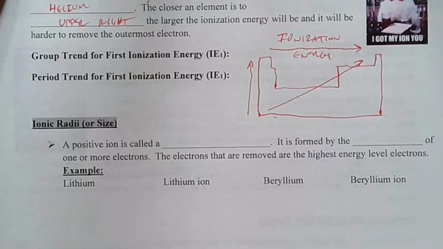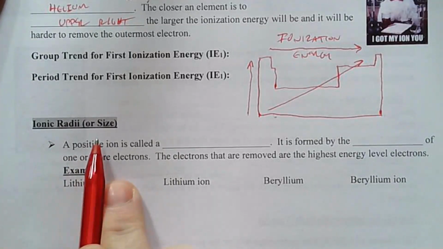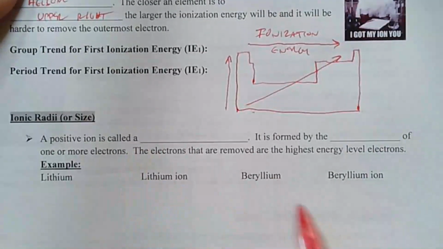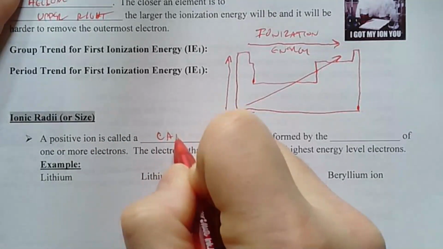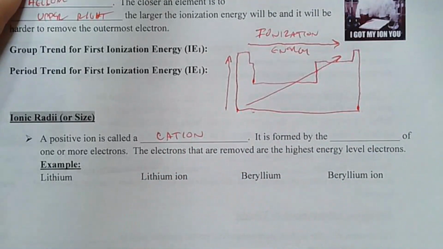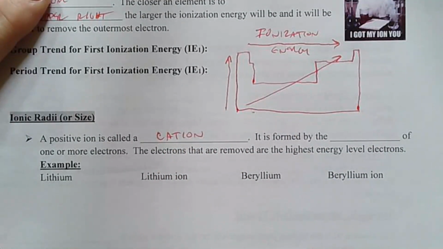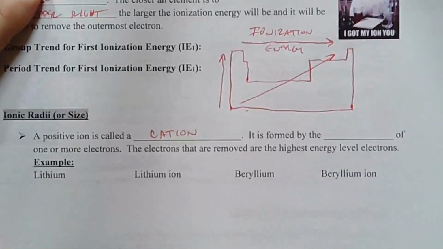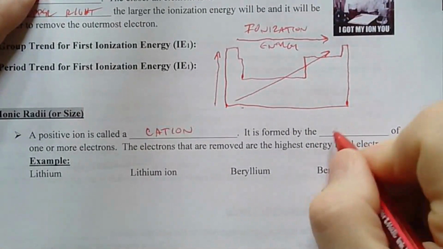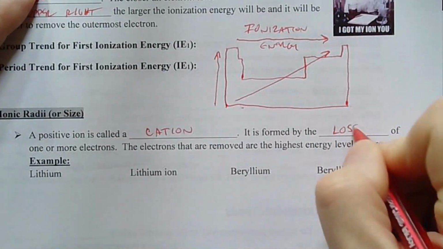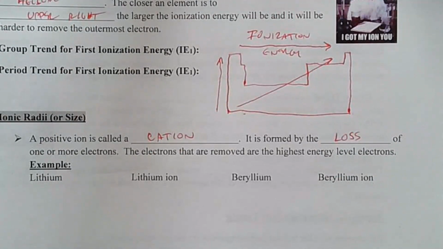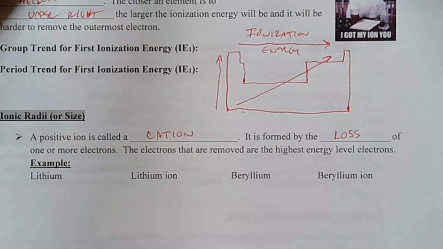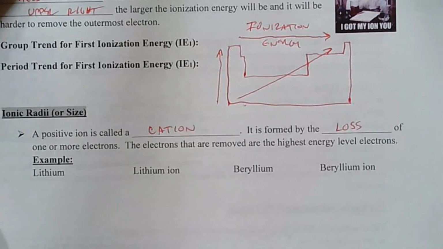Okay, this next one: ionic radii, or size. We'll discuss this more next unit as well, but a positive ion is called a cation. It is formed by the loss or removal of one or more electrons, and these electrons are always going to be the outermost electrons, the highest energy level electrons.